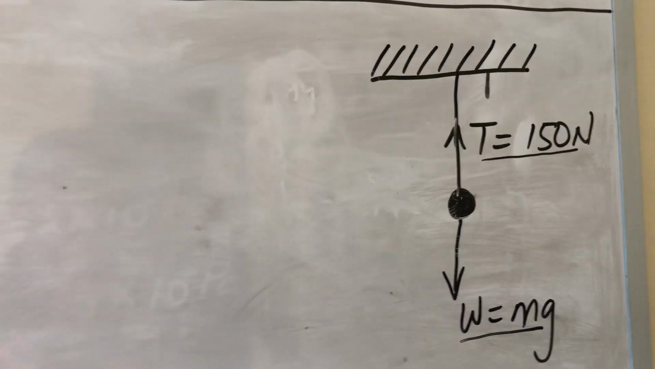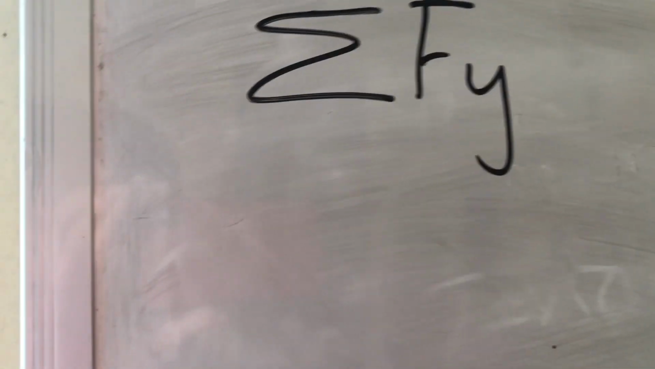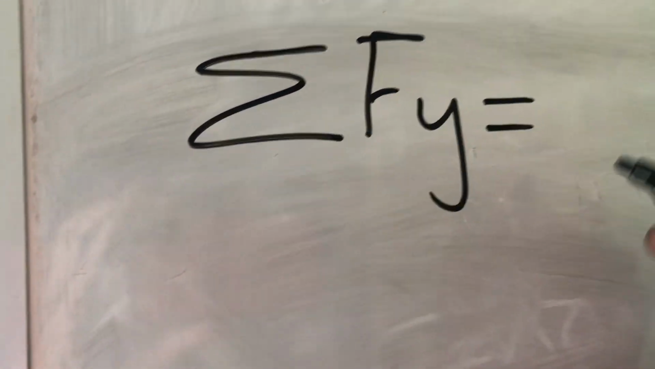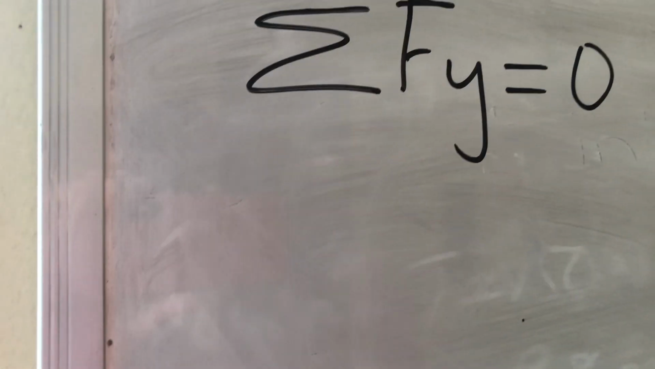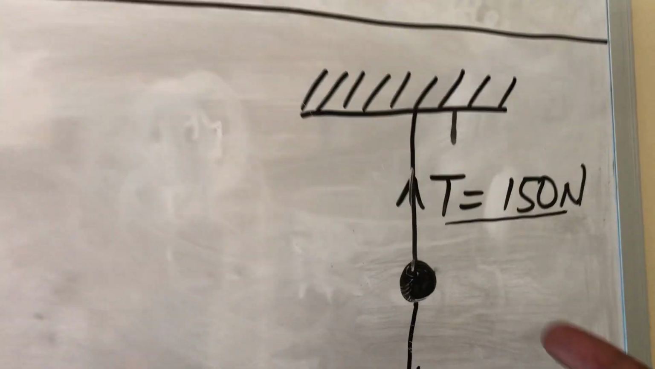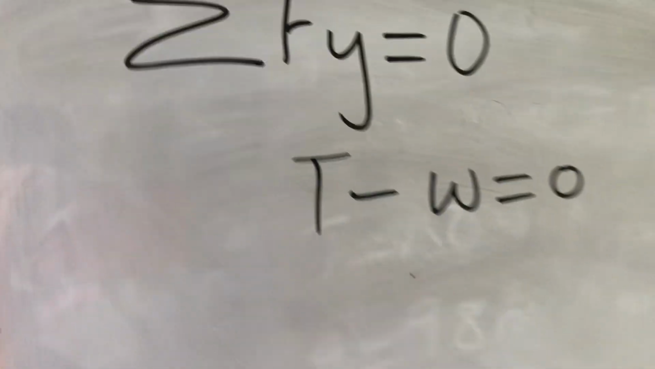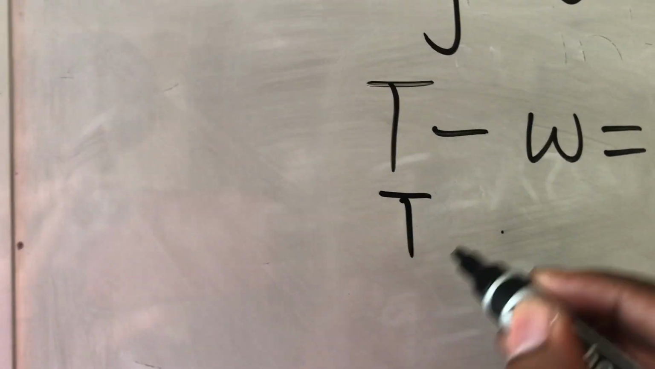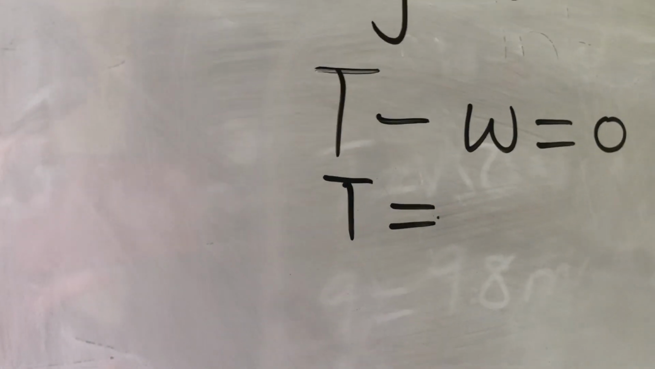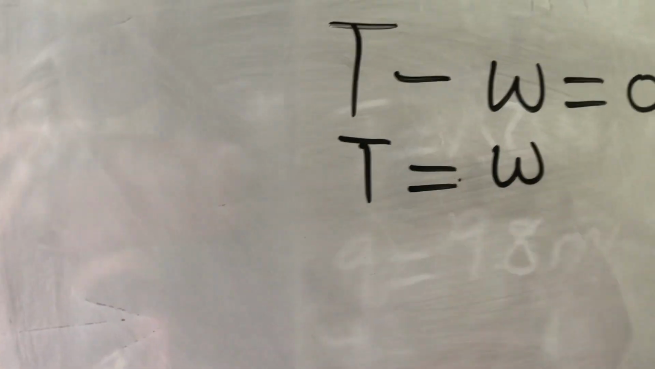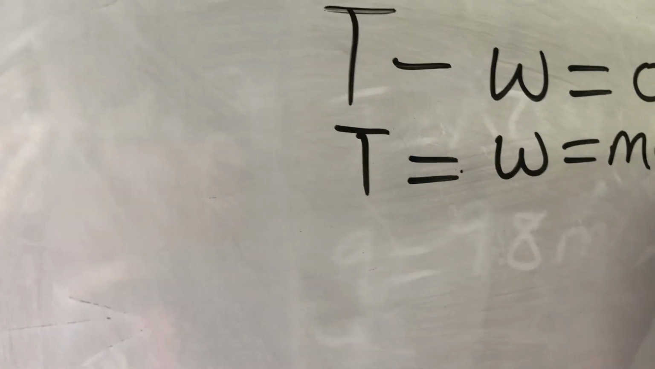Since this system is not moving up or down, it means these forces are balanced. The ones in the positive y-axis are equal to the ones in the negative y-axis. So we expect the sum of all the forces in y to be equal to 0. Which are those? We have the tensional force going up minus the weight going down. So T minus W should give us 0. If we take W to the other side, T will be equal to W, where W is equal to mg.